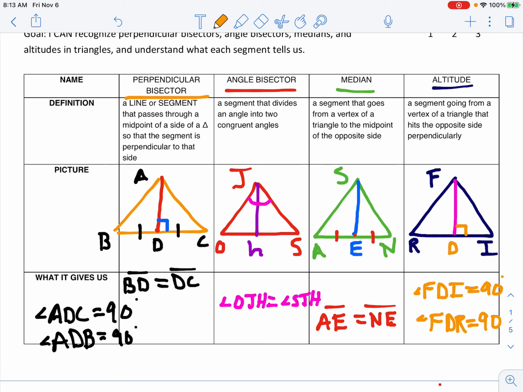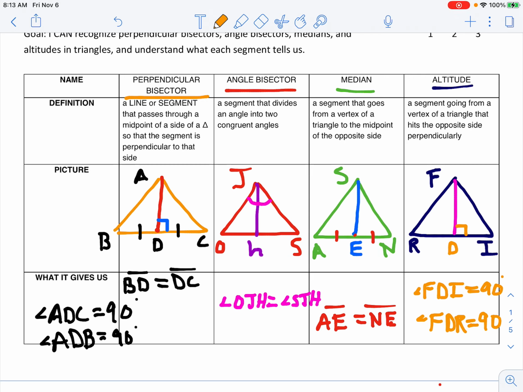So here's the basis of this. Altitude will form one thing. It'll form 90-degree angles. Median will form one thing. It'll form 2 congruent parts from the line that it touches at the midpoint. Angle bisector will split it into 2 equal angles by angle J in this picture. And then perpendicular bisector is the one definition that does 2 things to our picture. It forms a 90-degree angle where it touches the midpoint, and it splits that line into two equal parts where it touches. So perpendicular bisector has two things.